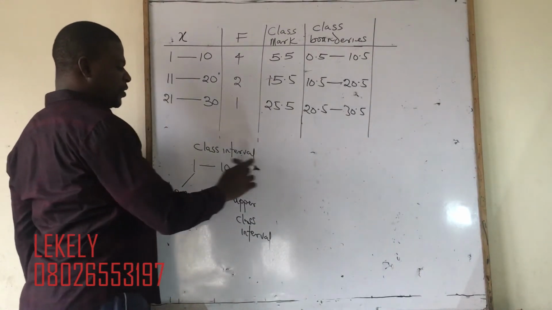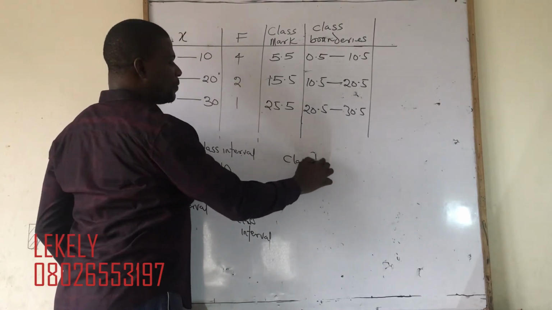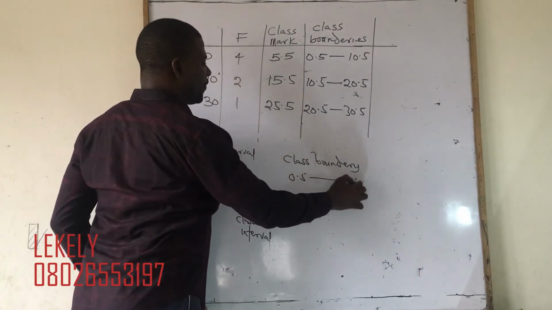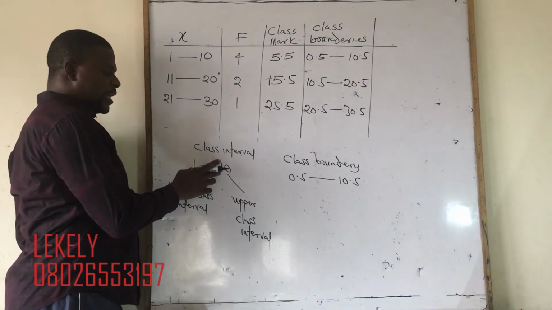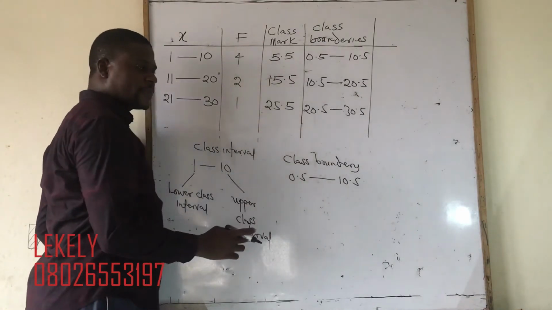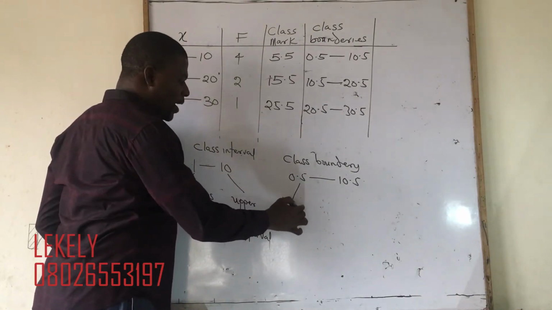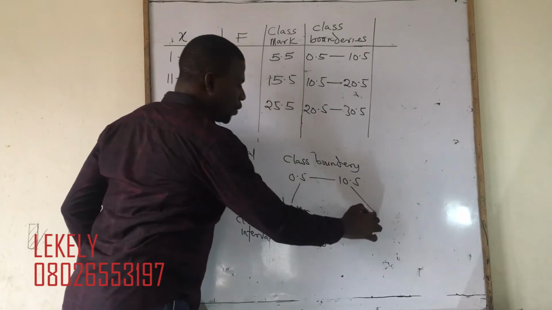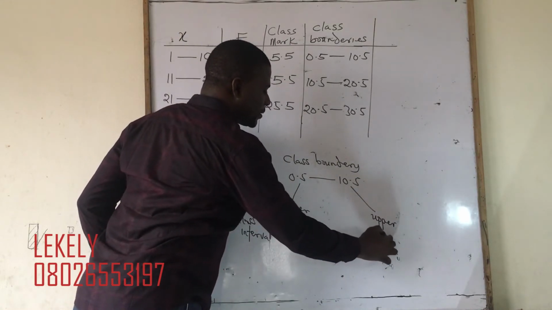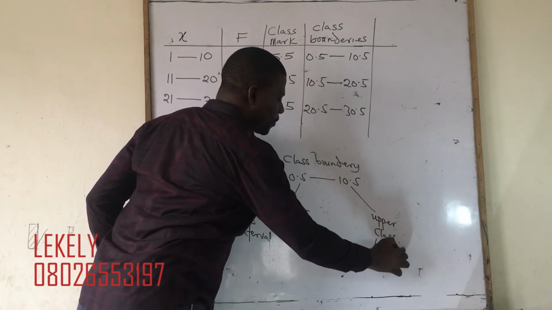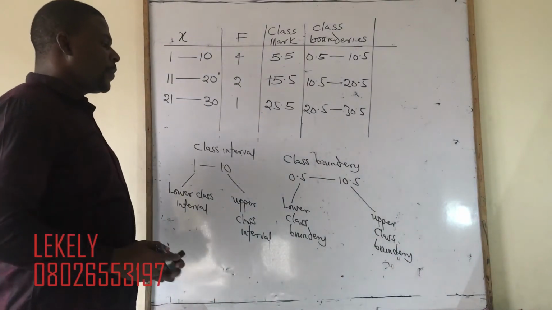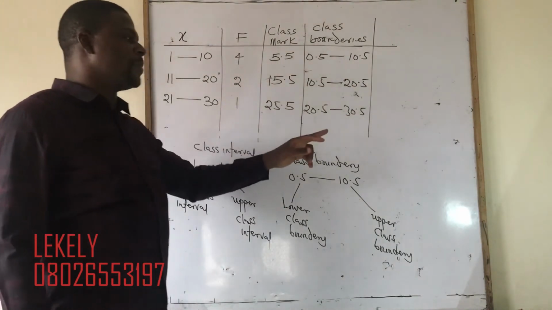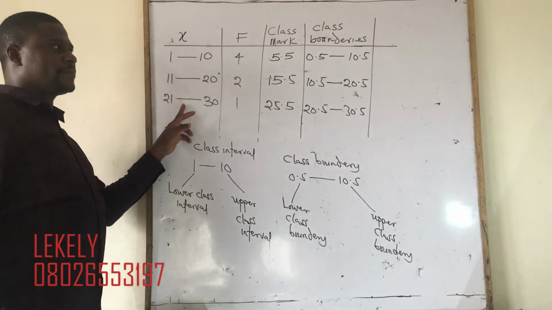So the class boundary for this class interval is 0.5 to 10.5. The class boundary of this class interval is this. Now this 0.5, we call it lower class boundary. And this one, we call it upper class boundary. So this is the lower class boundary, upper class boundary, lower class boundary, upper class boundary of this class interval.